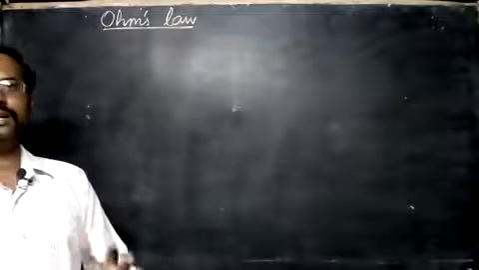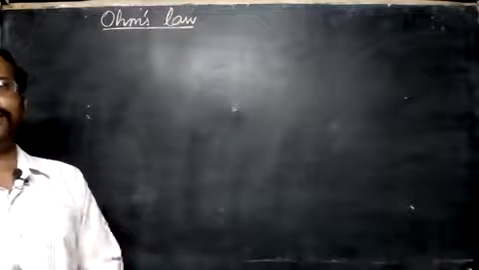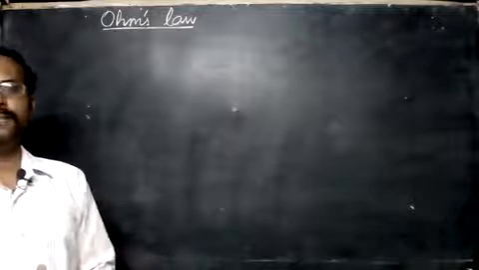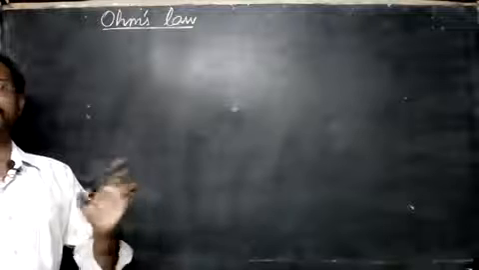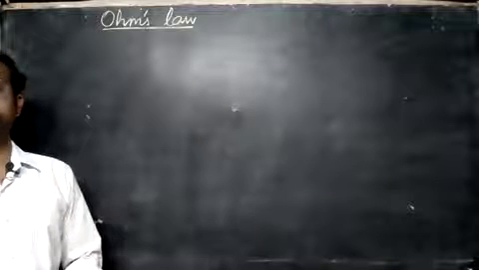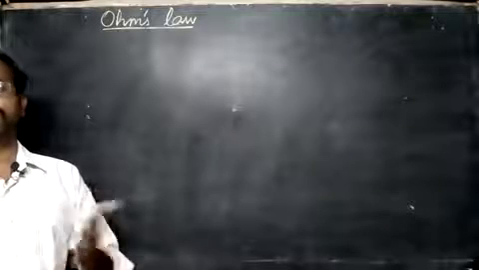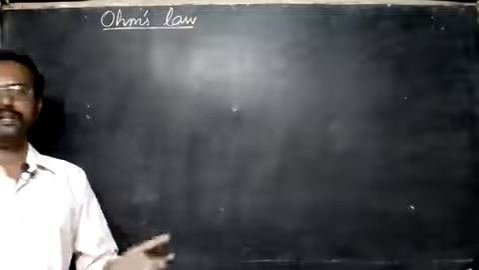But in 12th we learn how to get it in a different format using the microscopic model of current. In the microscopic model of current we got the equation J is equal to sigma E. So using that equation we'll find Ohm's law.